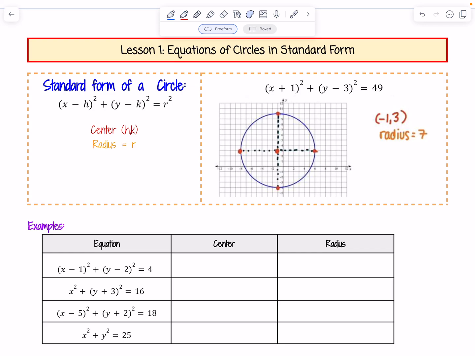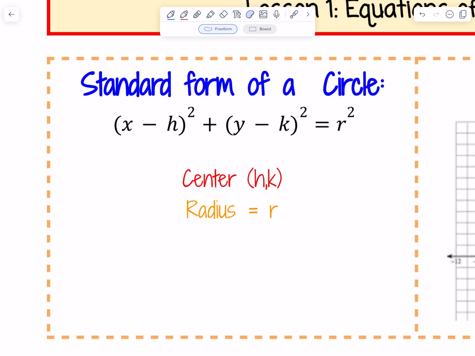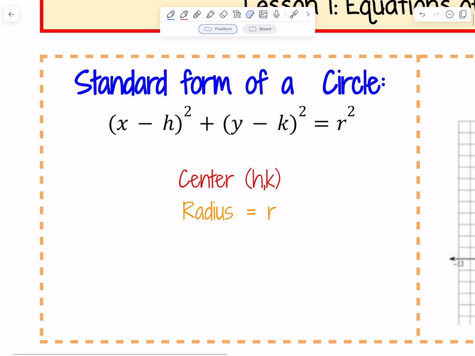In this video, let's take a look at equations of circles in standard form. The standard form of a circle is (x - h)^2 + (y - k)^2 = r^2. The center point is located at (h, k) and the radius is r.